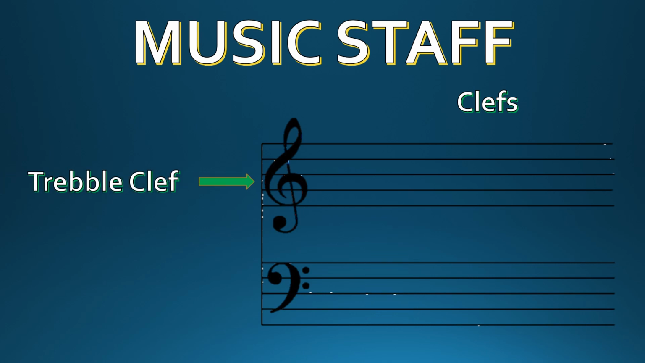The top section has this swirly symbol called a treble clef. It represents the notes in the higher pitches. The bottom section has this backward C called a bass clef. It represents the notes in the lower pitches.